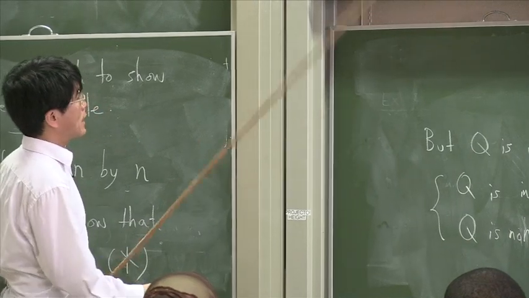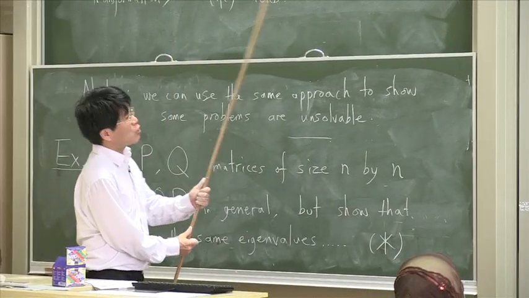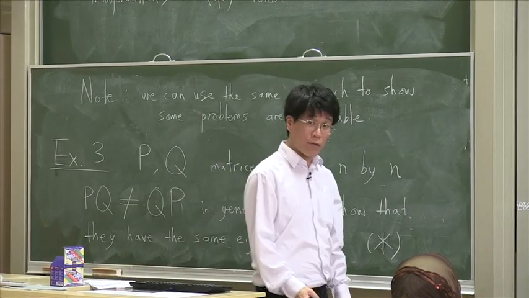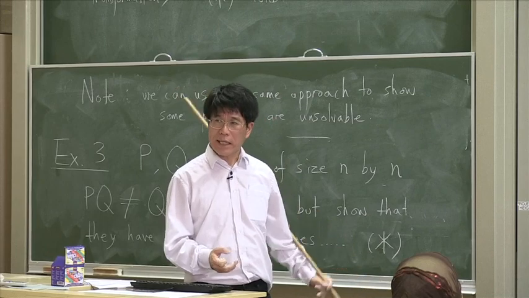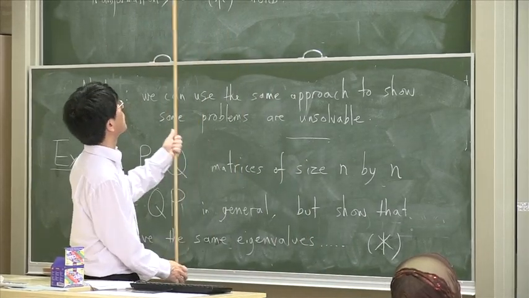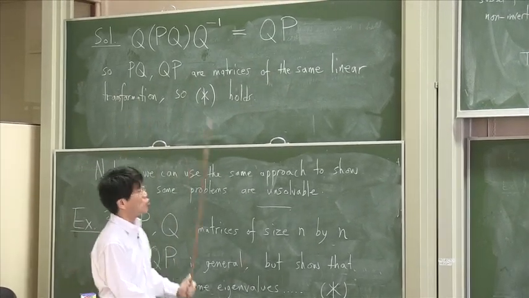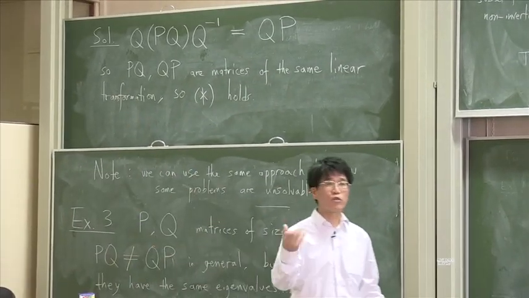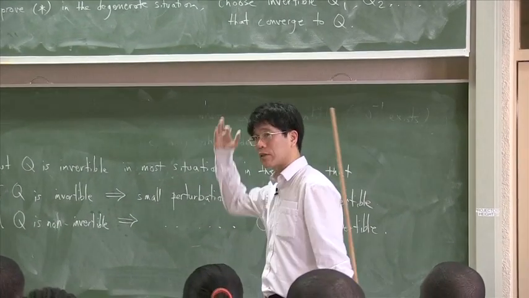Let's revise once again what we did. We wanted to prove that PQ and QP had the same eigenvalues. There was a very simple, easy case that we identified to begin with, and that's when Q was invertible. Then this identity, straightforward, shows you that PQ and QP are similar, conjugate. They are matrices of the same linear transformation, so of course they have the same eigenvalues.